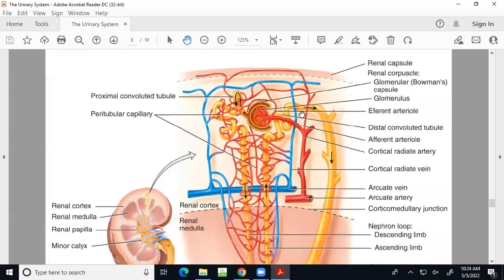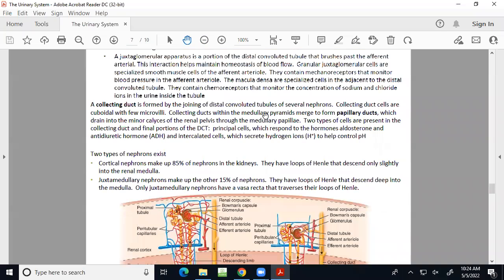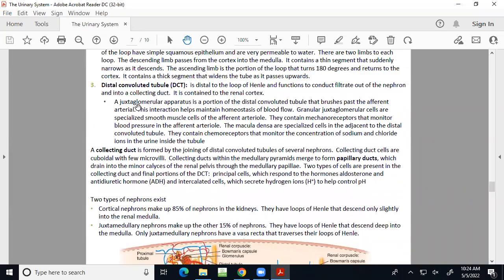I would also, it's not labeled, I would draw a circle like I'm doing right now with my cursor. Draw a circle like that and label that as the juxtaglomerular apparatus. Which is once again that connection between the DCT, the distal convoluted tubule, and the afferent arteriole.